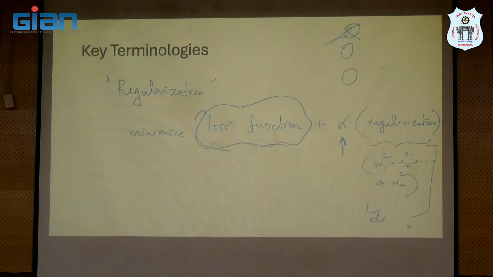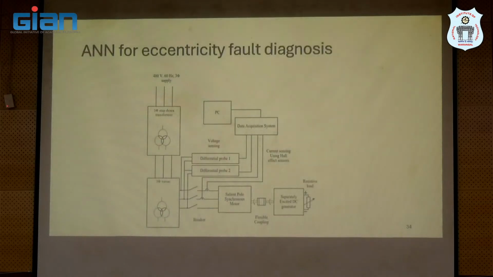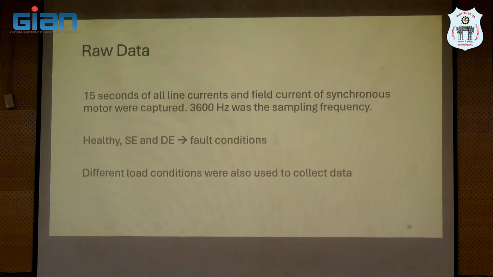Okay, so when you go into a tool like MATLAB, and if you want to do eccentricity fault diagnosis, you have the experimental setup done, you collected data, all those things are good. But after that, if you want to implement fault classification using ANN, and you have access to MATLAB, how would you do it? Let's say you have raw data, 50 seconds of line currents and rotor field current of a salient pole synchronous machine, which is DC excited. We have the sampling frequency, fault conditions, and load conditions. So all this data we have collected.